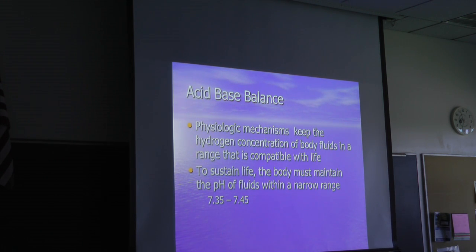Physiologic mechanisms keep the hydrogen concentration of body fluids in a range that is compatible with life. To sustain life, the body must maintain the pH of fluids within a narrow range of 7.35 to 7.45. So that's the range in the blood and tissues of the body, 7.35 to 7.45. And the body's going to do all kinds of things to try to keep that pH within range.